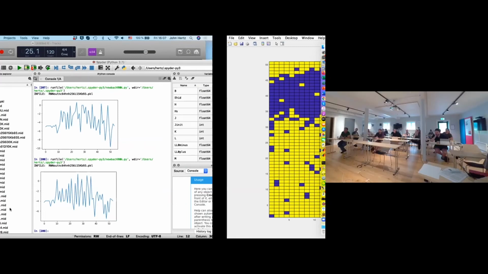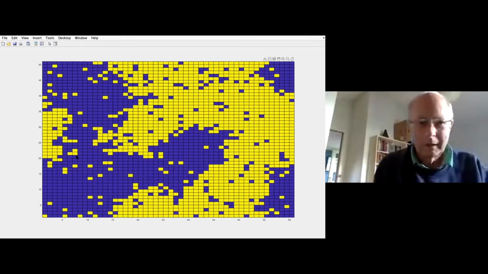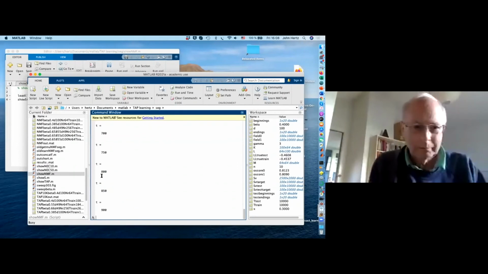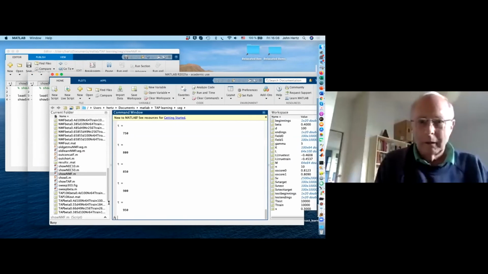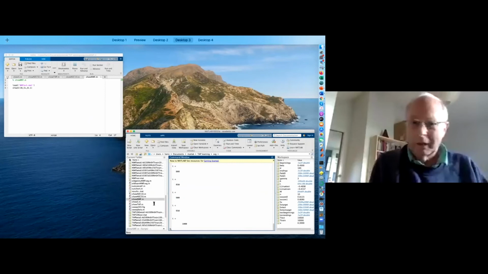While we were broken off, time went on, and these islands are getting bigger because it's kind of nucleating. Okay, I'm going to stop it now if I can. Okay, so that's what it looks like at bigger scale.